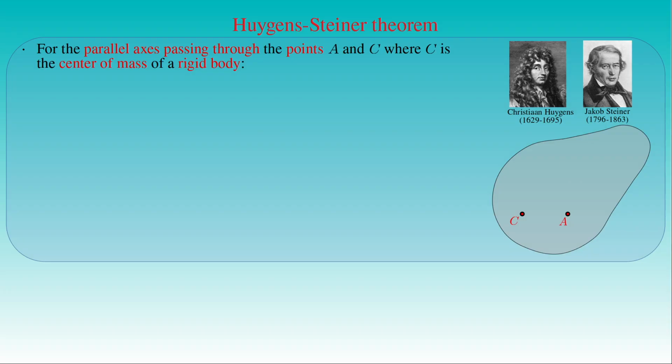We attach a Cartesian coordinate system to the point C such that its z-axis is the central axis of the body and the straight line connecting the points A and C is the x-axis. The distance between the two parallel axes is given by d, as seen in the figure.